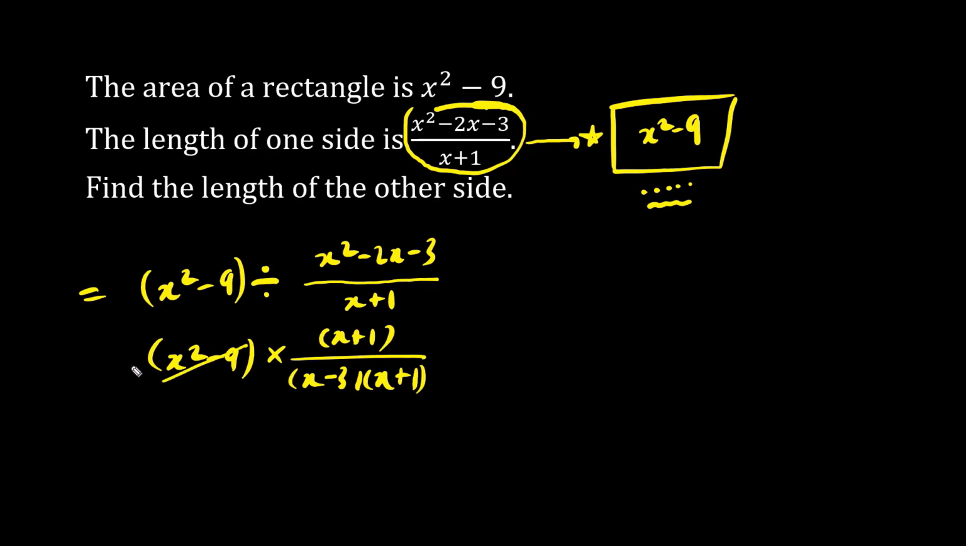On the numerator here on the left, we have x plus 3, x minus 3. This x minus 3 cancels out over here, and the x plus 1s cancel out as well, leaving only x plus 3 on the top. This here is a simplified form, which goes over here. This times this is the product.